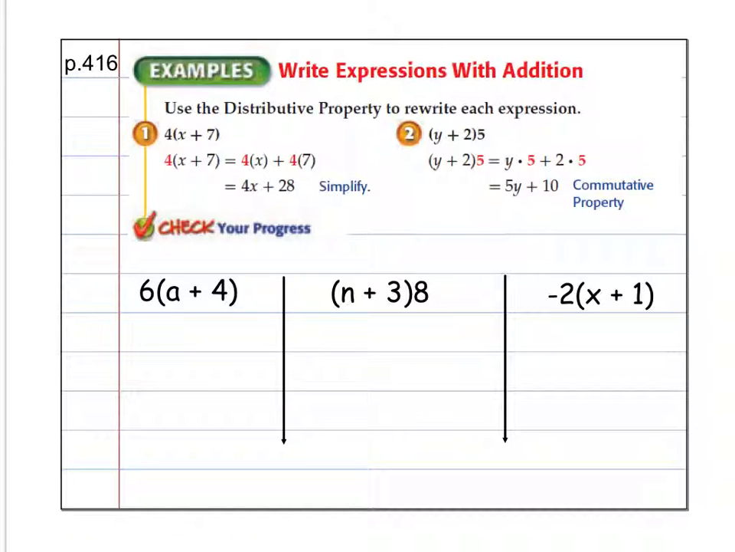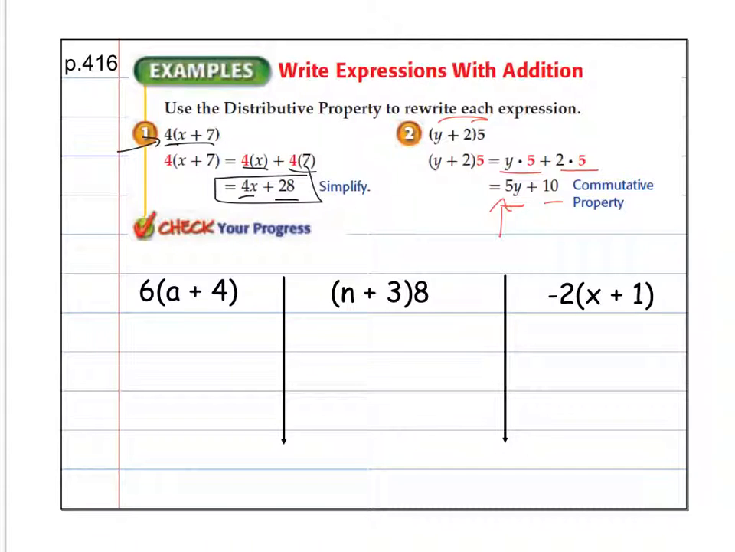So use the distributive property to rewrite each expression. So there's some examples here. Number 1, we distribute the 4 to the x and the 7 for 4x plus 4 times 7, which is 4x plus 28. So this is the simplified version of this. Here, notice 5's on the other side. It's still being distributed or handed out to everything on the inside. So I get 5y, y times 5, 2 times 5, 5y plus 10. Your coefficient always comes before the variable when you write it.